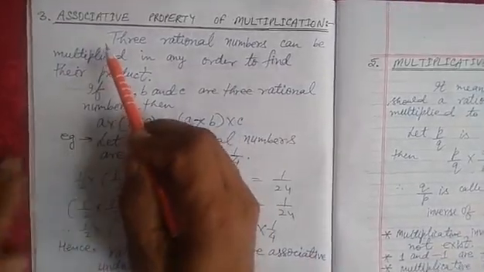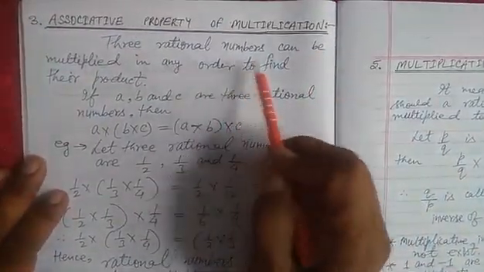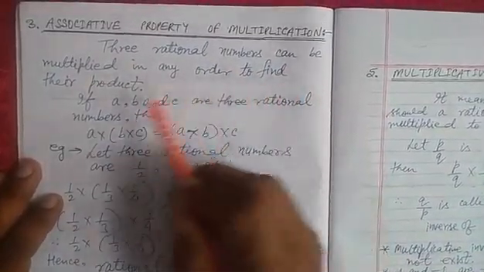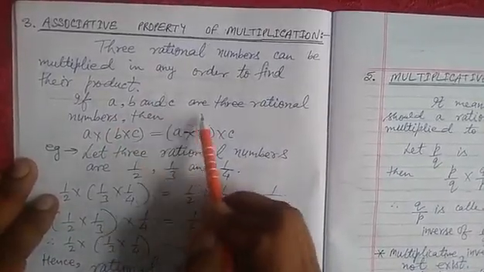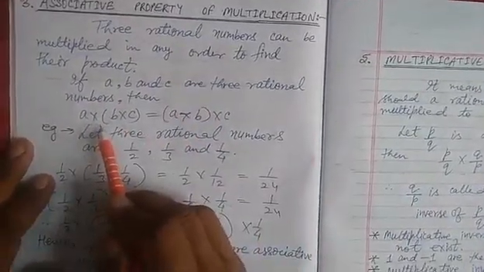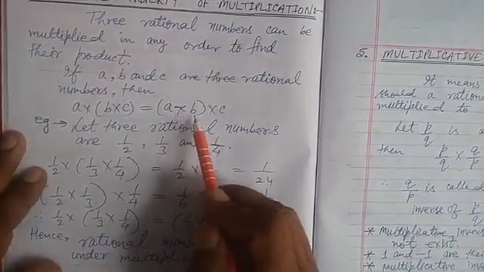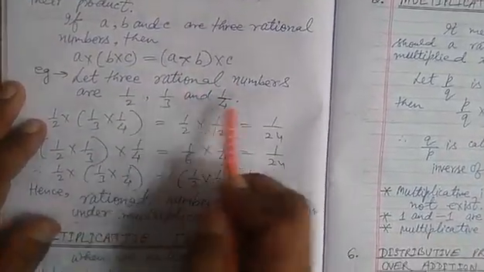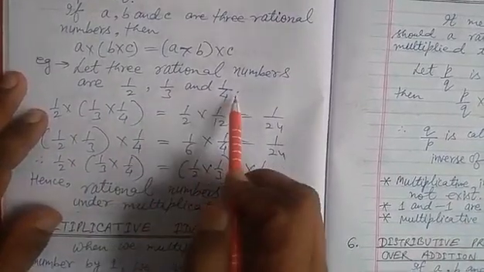Now, the third property is the associative property of multiplication. Three rational numbers can be multiplied in any order to find their product. If A, B, and C are three rational numbers, then A into (B into C) is equal to (A into B) into C. For example, let three rational numbers be 1/2, 1/3 and 1/4.